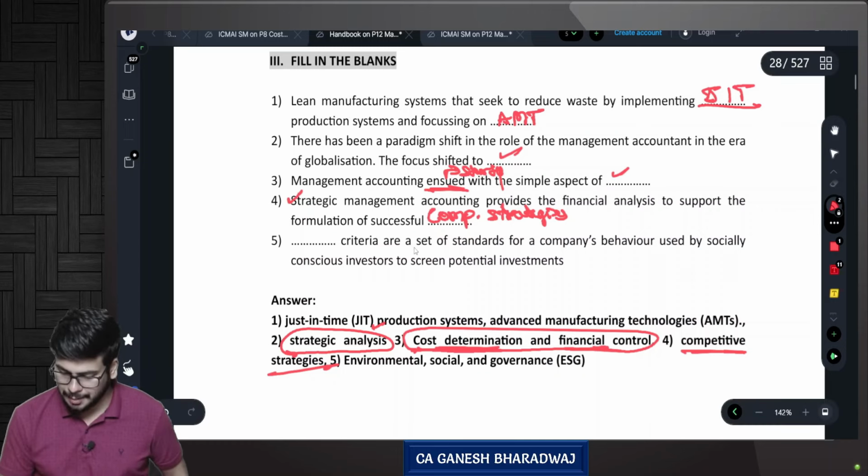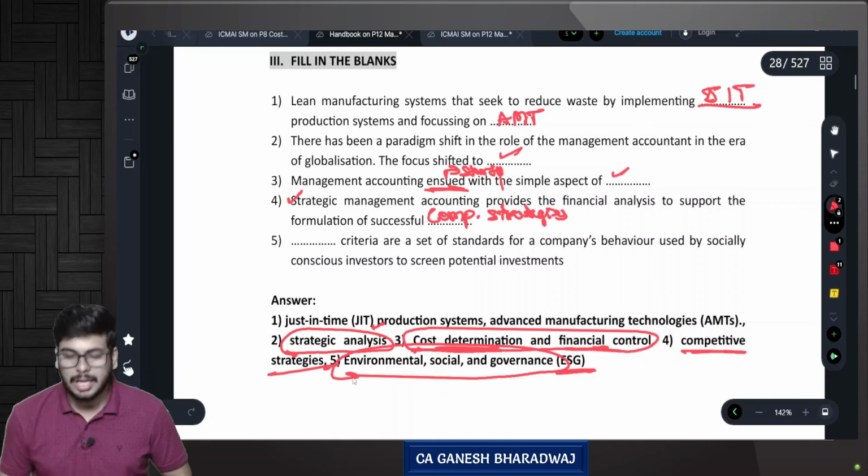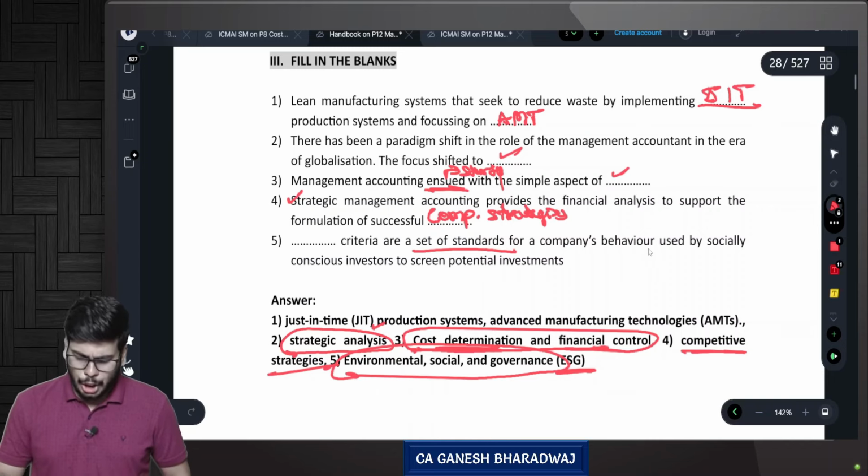ESG criteria are a set of standards for a company's behavior used by socially conscious investors to screen potential investments. It's called ESG, that is, environmental, social, governance.